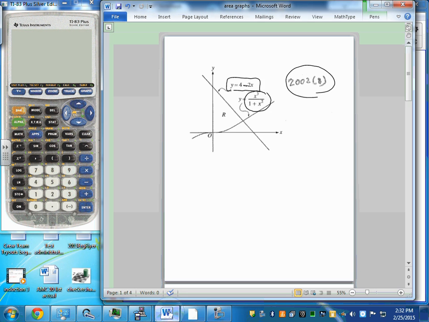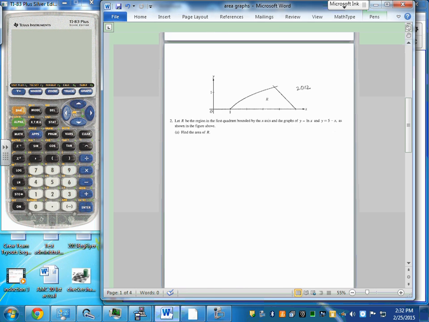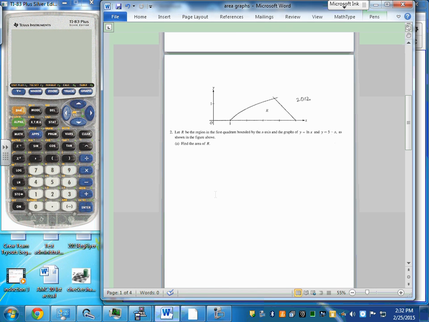Here's the picture the way it was presented. So area in the first quadrant bounded by the x-axis, the natural log graph, which is obviously this one. Y is the natural log of x, and the line y is equal to 5 minus x over here. Y is equal to 5 minus x. Now, there's more than one way of doing this.